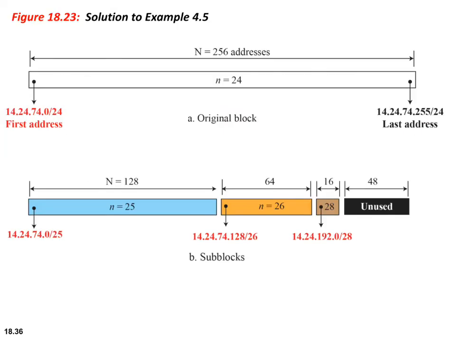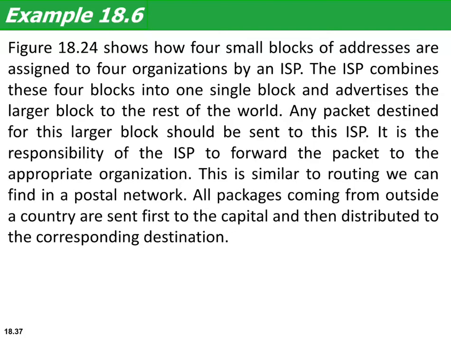Here you can see the first address and also the last address, and these are all the 256 addresses, and this is how it is divided into the sub-blocks. First is with prefix length 25, then 26 and 28, and these are the numbers of addresses, 128, 64, 16, and those are the first and last addresses with respect to each block. That is what we have seen.